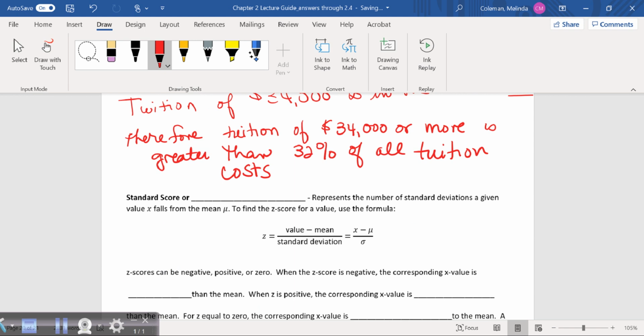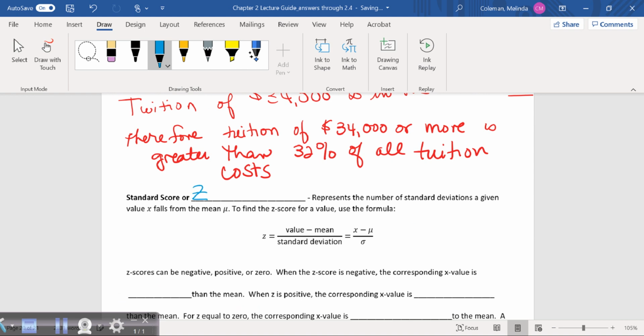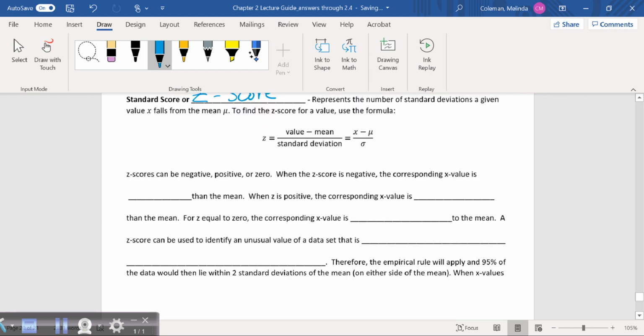All right, and that's going to take us to a standard score, sometimes known as a Z-score. And this is going to represent a number of standard deviations a given value X falls from the mean mu. To find the Z-score, we're going to use this formula. We're going to take the value, our X entry, subtract the mean, and then divide by the standard deviation. This is going to help us interpret charts as we go through this.